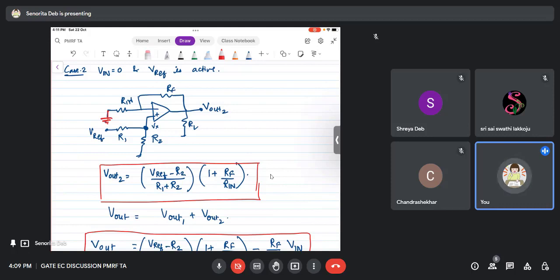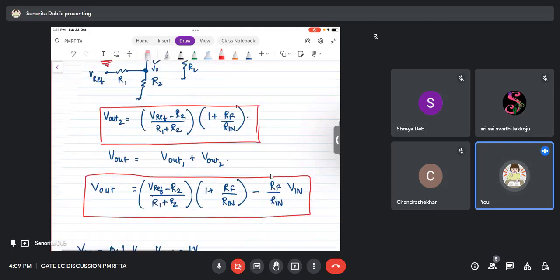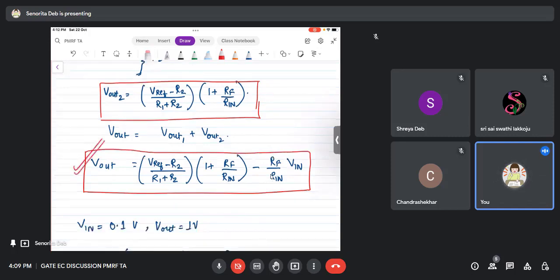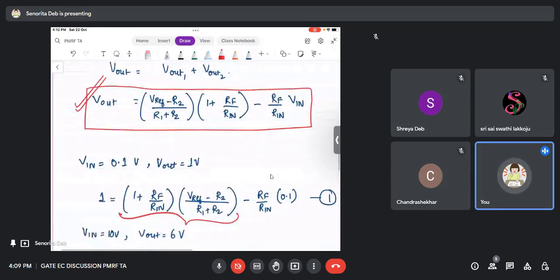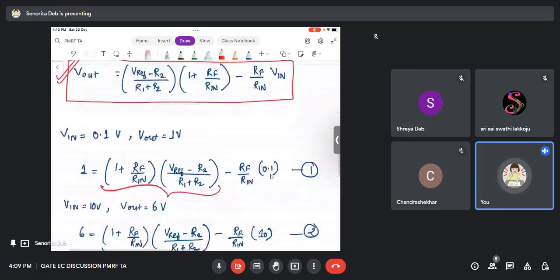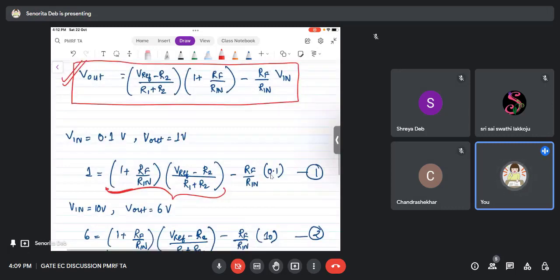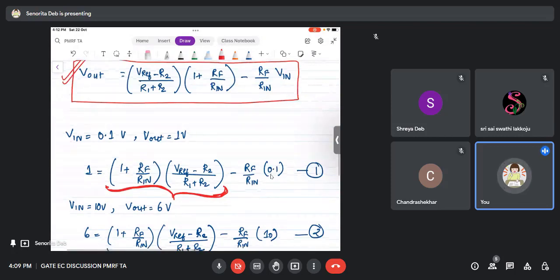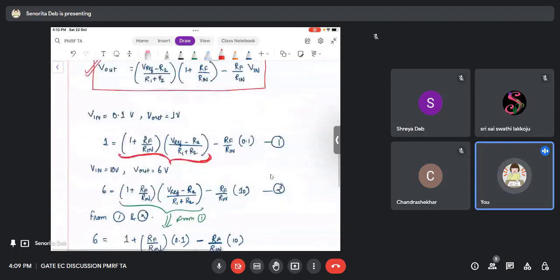Okay, so now Vout will be Vout1 plus Vout2, and therefore you arrive at this equation. Okay, here, right? Now you have the conditions. You have two conditions. Vin is 0.1 volt, Vout is 1 volt, and another condition where Vin is 1 volt and Vout is 6 volt. Now you directly need to put it, right? So when Vin is 0.1 volt and Vout is 1 volt, if you put it, you will be getting this value, right? This value which I have marked in red, you will directly get as 1 plus RF by RN into 0.1, right? This you can put in the next equation, which will come from the next condition given.